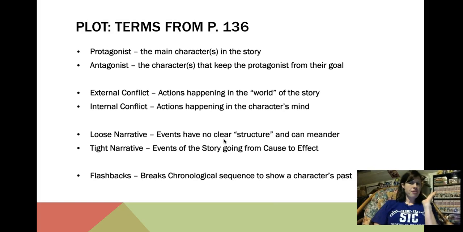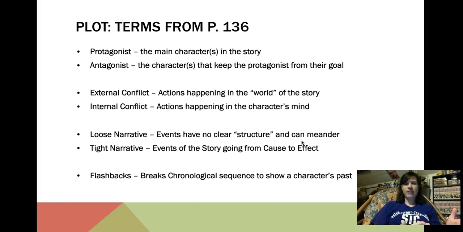So again, think Alice in Wonderland, think Arrested Development, think Seinfeld, think South Park. They can meander sometimes. There's not really a big structure. They may have an overall theme or message, but there's no straight point A to point B to point C and how they got there.